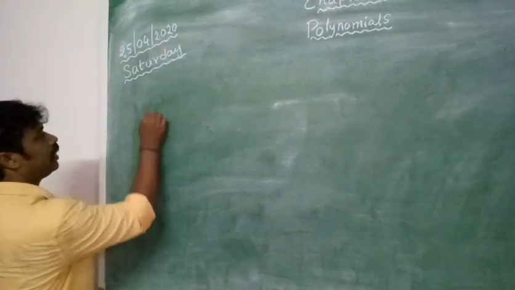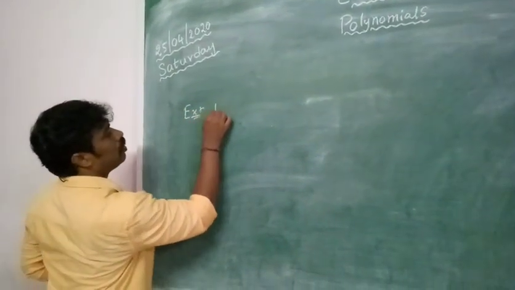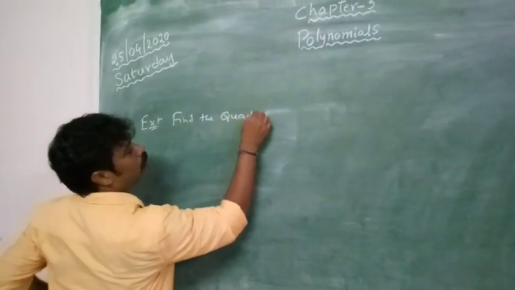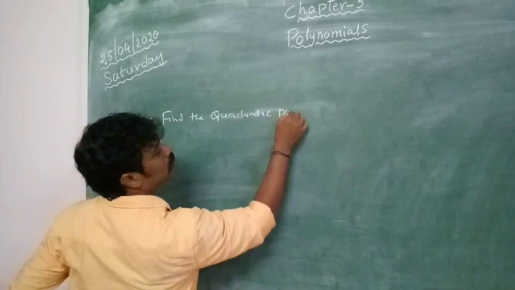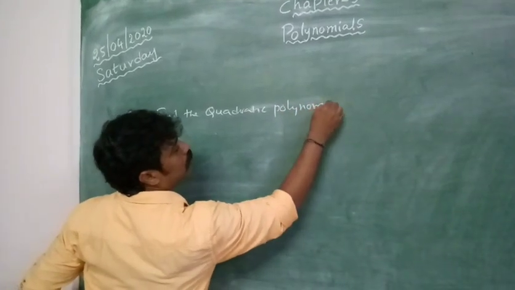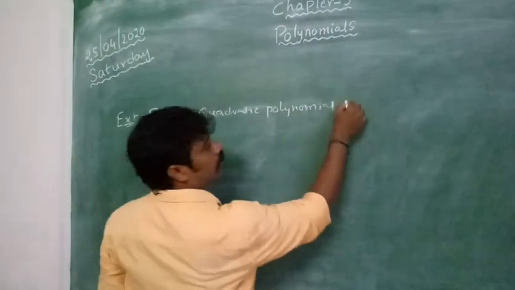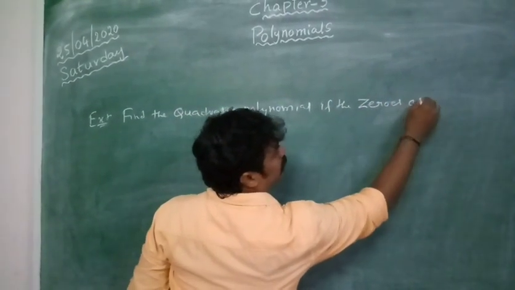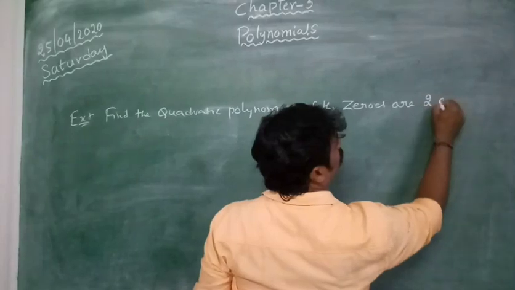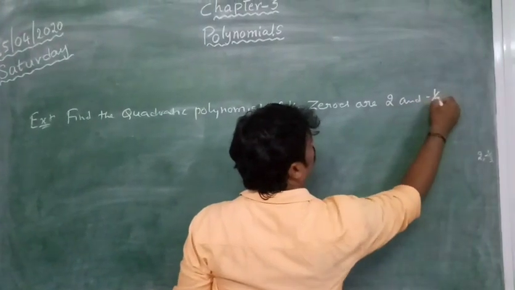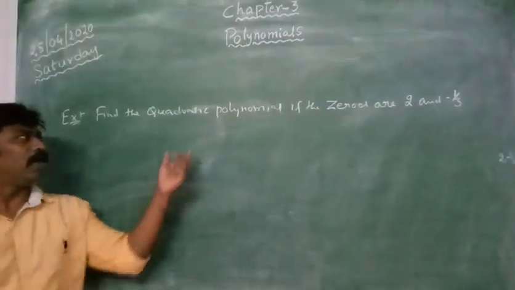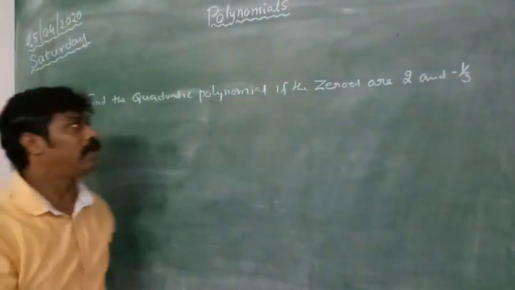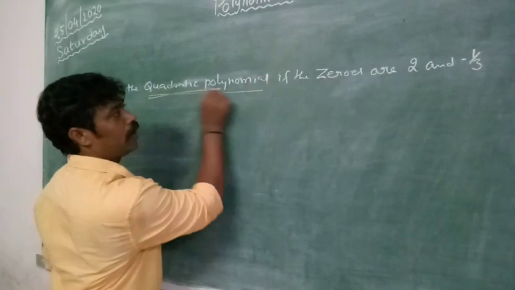For example, if you take one example: find the quadratic polynomial if the zeros are 2 and minus 1 by 3. Now what is given here? Here zeros are given. Alpha, beta values are given. Now we have to find here the quadratic polynomial.